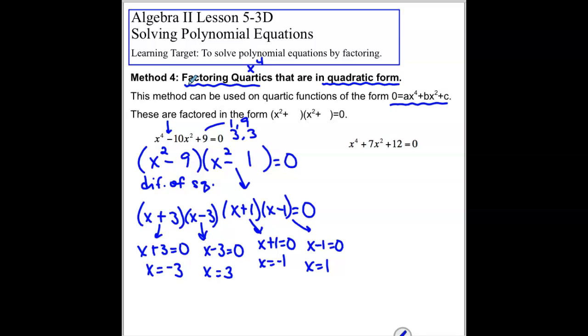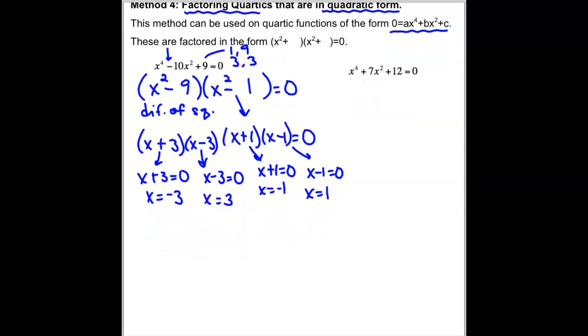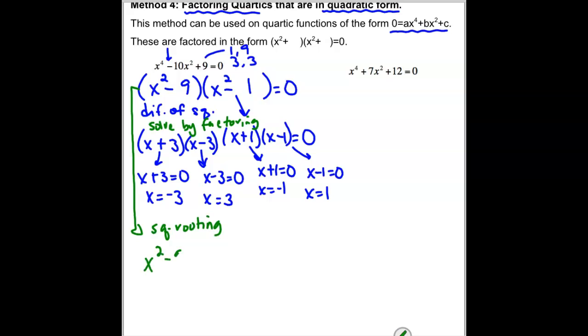Okay, now, there was an alternate way we could have done that one. We could have gone from this step and solved by square rooting. Here we solved by factoring, so we factored it another step. If we solve by square rooting, we would say, okay, well, if x squared minus 9 has to be the 0, or x squared minus 1 has to be a 0, we're going to add the 9 over and square root both sides.